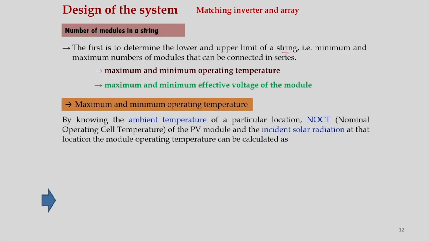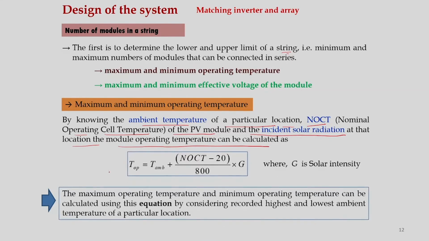So, how to calculate the minimum and maximum operating temperatures? As I said, by knowing the ambient temperature of a particular location, the NOCT, nominal operating cell temperature of the PV module, and the incident solar radiation at that location, the module operating temperature can be calculated like this. We want to calculate this T operating, and we must know T ambient, and then NOCT is required. This is a standard formula you can use, and Z is solar intensity.